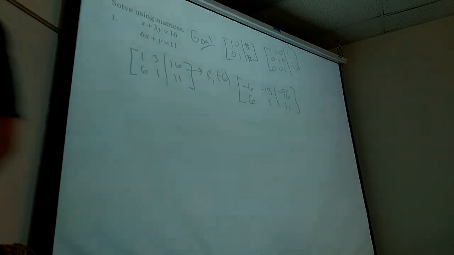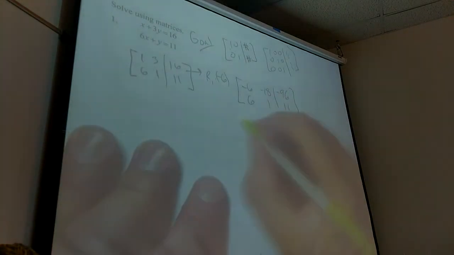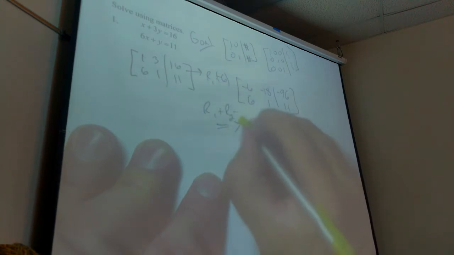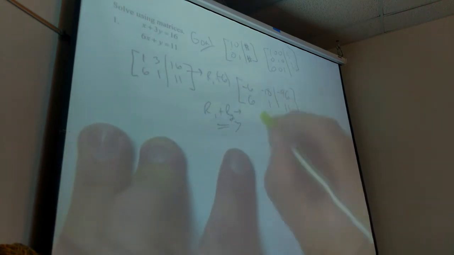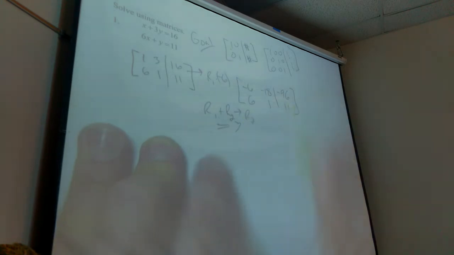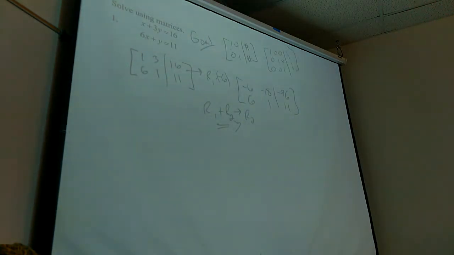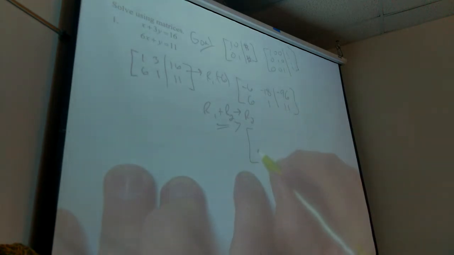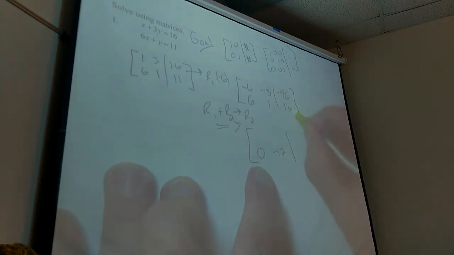So let me see if you guys get this. So what am I going to do now? I'm going to take row 1. I'm going to add it to row 2. And I'm going to put the answer in row 2. Why? Because that's where the 0 should be, right? In row 2. So what do I get when I get that? I get -6 and 6 is 0. -18 plus 1 is negative 17. Negative 96 plus 11.